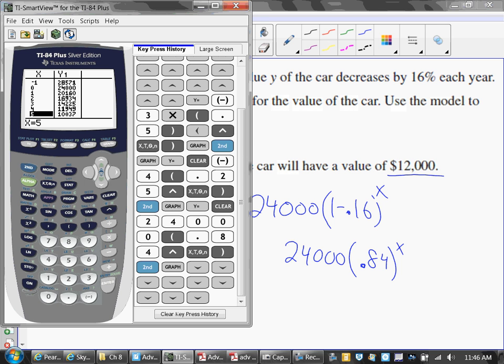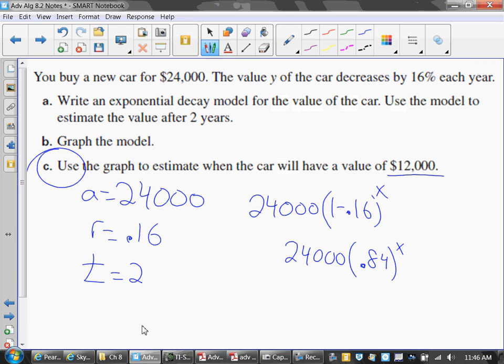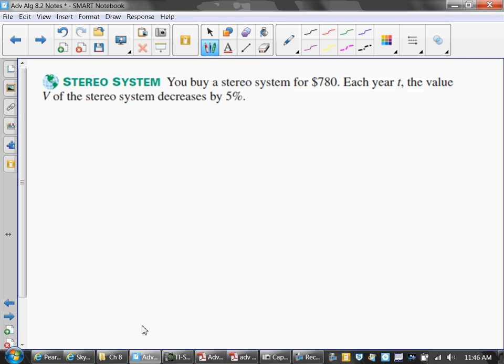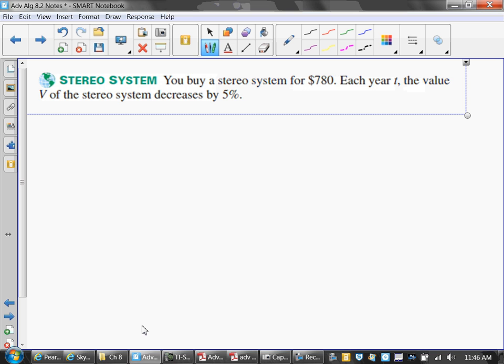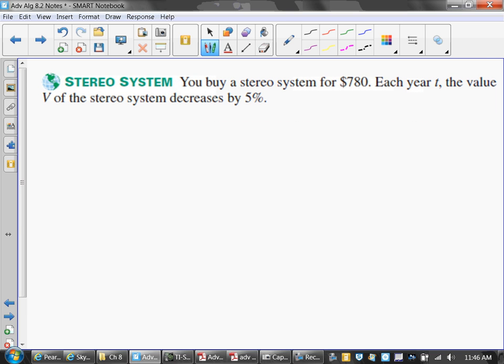So really, as you get into the word problems with these things, they're very similar to what we did earlier. Really not a lot of tricks. Go ahead and try this one. Try and write out the equation for this. You have a stereo system for $780.